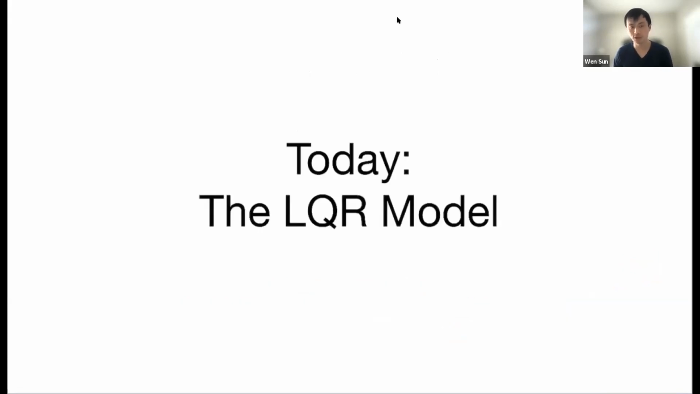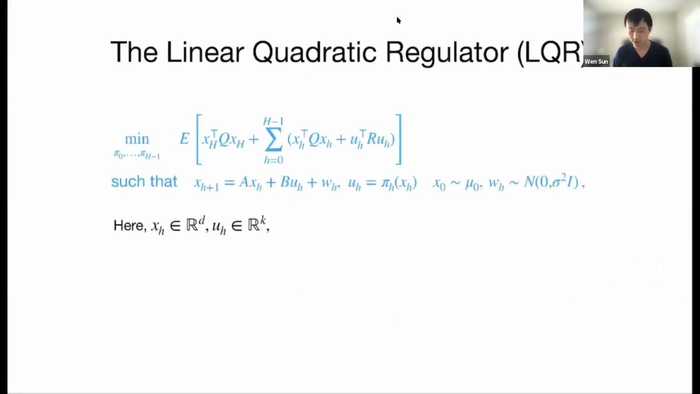Today we're going to look at this particular model, the linear quadratic regulator. This is one of the most popular models that people study in the control literature, and we will see why. This model is very simple. I'm going to make strong assumptions on the cost function and a very strong assumption on the transition dynamics. Let's look at the cost function first. My cost function is quadratic, in both state and action.